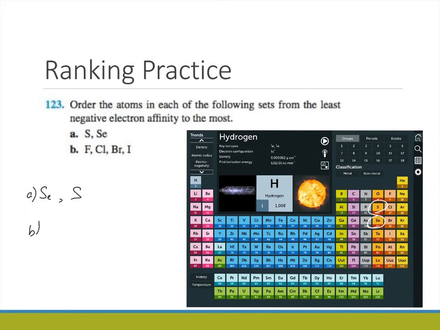For part B, we're dealing with fluorine, chlorine, bromine, and iodine. Well, with fluorine, chlorine, bromine, and iodine, we're all in the same family. Electron affinity is going to decrease as you go down. So the least would be iodine, then bromine, then chlorine, then fluorine.